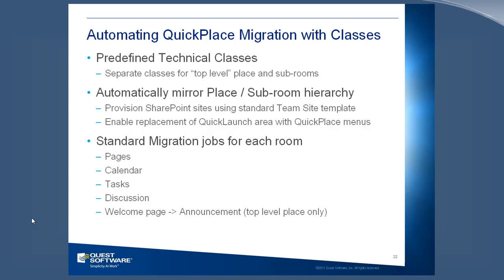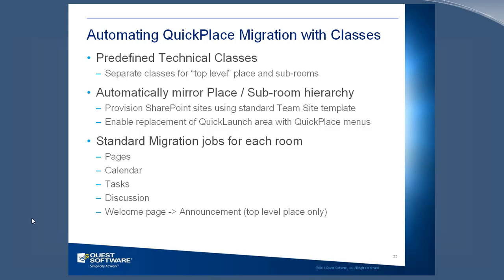We have automatically set up rules so that we're going to provision a SharePoint team site for every QuickPlace we find, and we're going to provision a subsite for every QuickPlace room within that QuickPlace, every subroom within that QuickPlace. We've also enabled automatically the migration of the Quick Launch area so that we're going to reproduce all the menus that you saw in QuickPlace in the SharePoint Quick Launch area. We can turn an option on so we blow away the old menus in the SharePoint team site and replace them with the menu that looks like you had in QuickPlace.